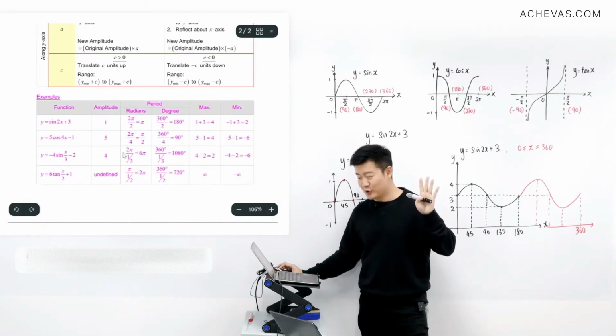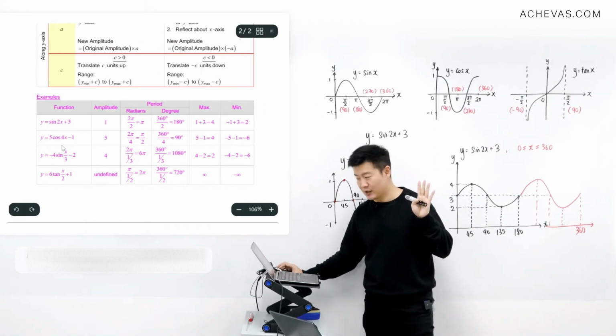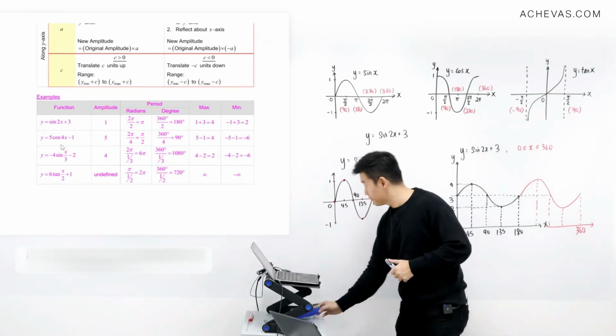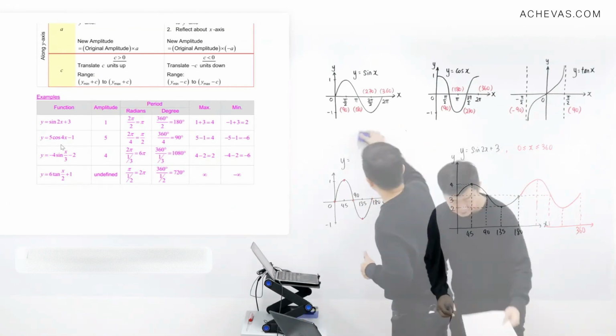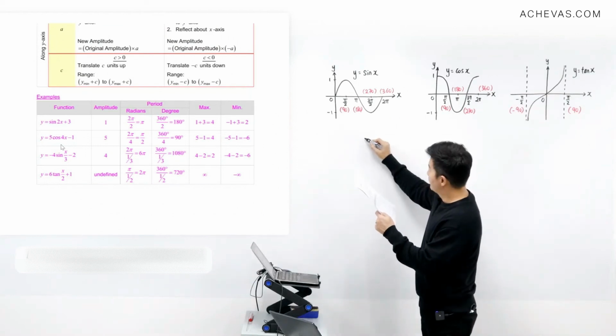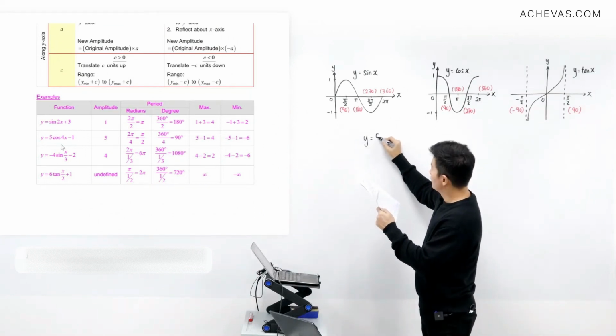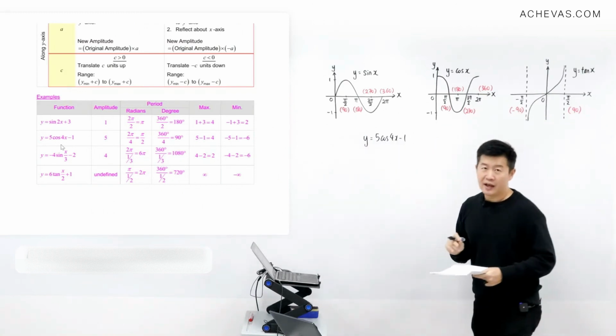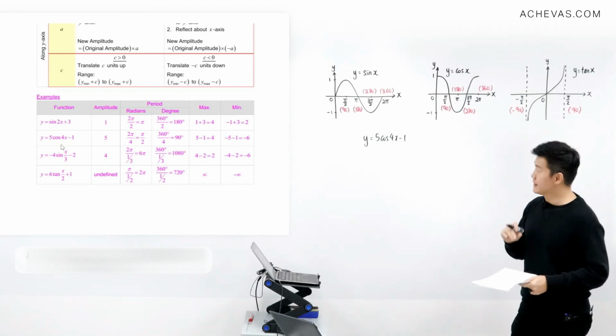Now let's make use of what we have just learned, the experience that we have just gathered, to try do the next one. y is equal to 5 cosine 4x minus 1. So we have y is equal to 5 cosine 4x minus 1. And let's go for degrees again.